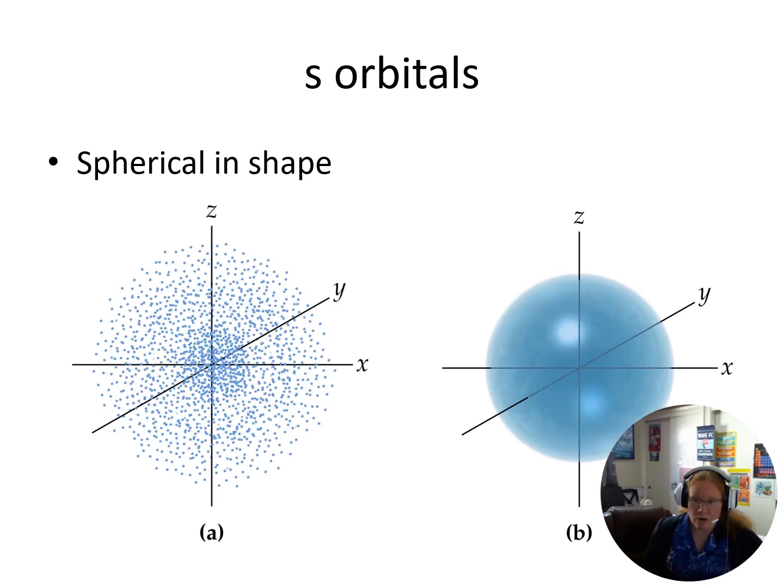Okay. So our s orbitals, again, super nice and easy. I can draw an s orbital. Oh, look. There's my s orbital. So you can see picture A here. This is that probability density mapping showing that, in that denser region where there's more dots, that's where I have a higher probability of finding an electron.